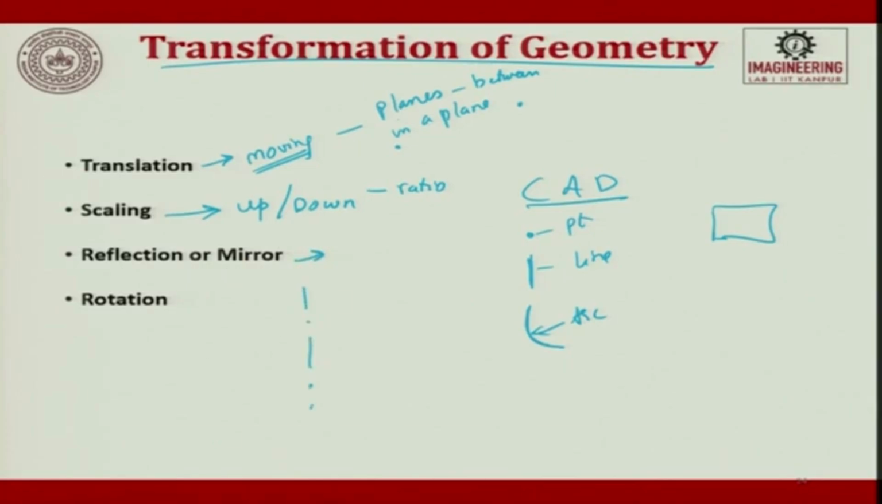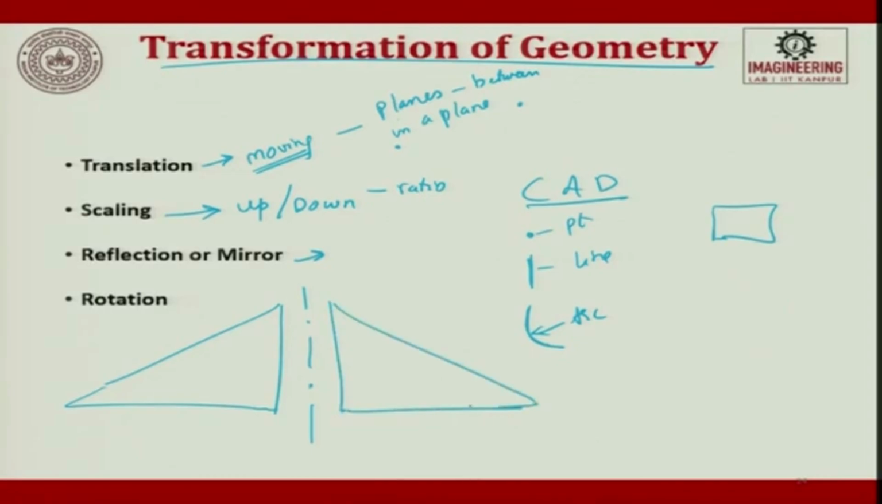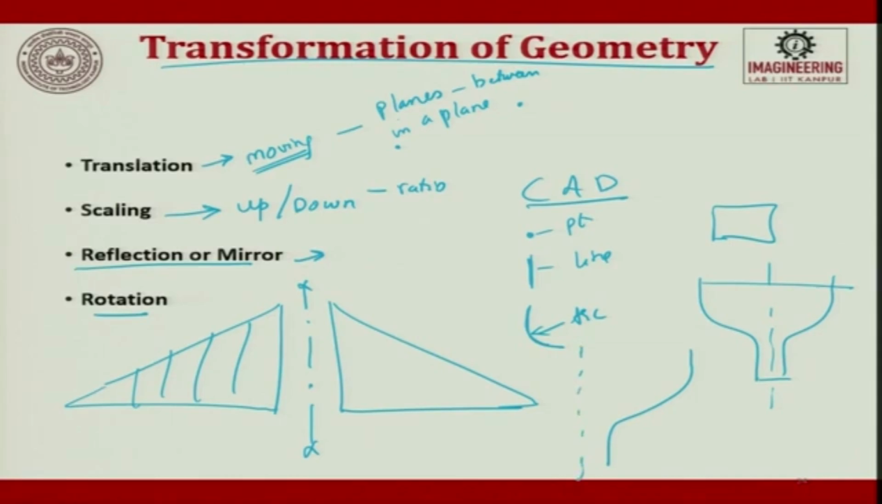What is mirror or reflection? I would draw this side of the axis. Now, I want to get the other side of the axis. So, I define this point and I do a mirroring operation on this line, and I get the other side. That is nothing but reflection or mirroring transformation, and last is rotational transformation. Rotation is, suppose I want to make a cup, what I do is I create an arc and then I put a center line. Now, when I rotate 360 degrees, I spin it out and get a cup.